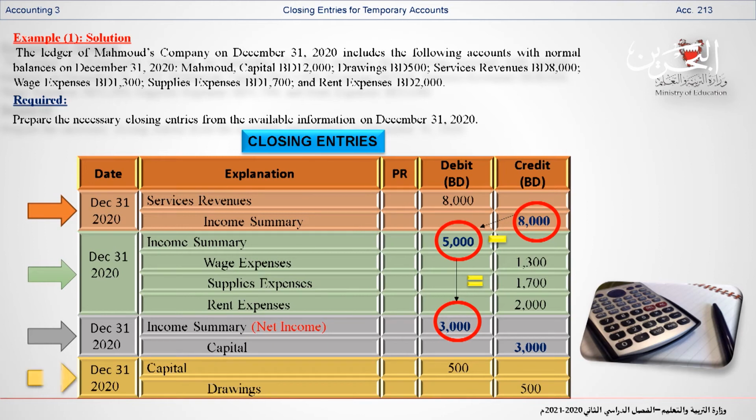The fourth step is to close the drawings account by preparing a journal entry that credits the drawings account for 500 BD and debits the owner's capital account by 500 BD.